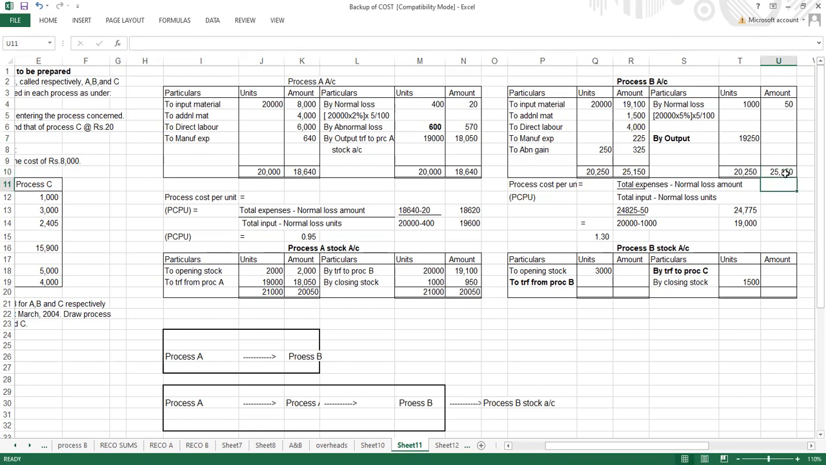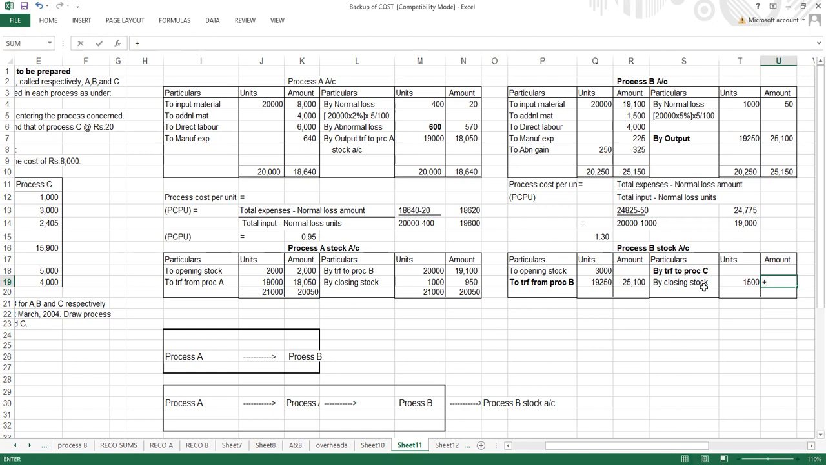My output value will be 25,150 minus 50 rupees, which is 25,100. Clear? Now this output will be transferred to process B stock account as transfer from process B, 19,250 units and amount is 25,100. Then what about closing stock valuation? At what rate you will apply? You will evaluate at 1.3, right?